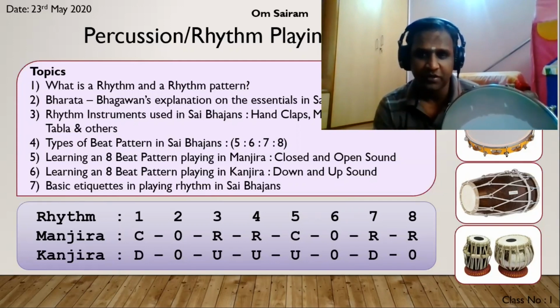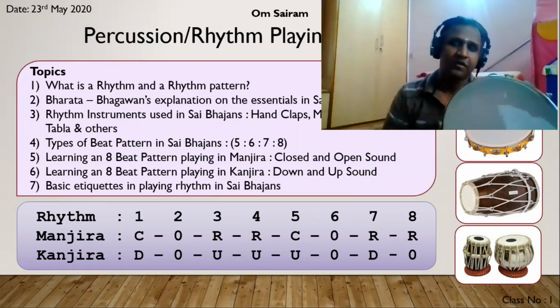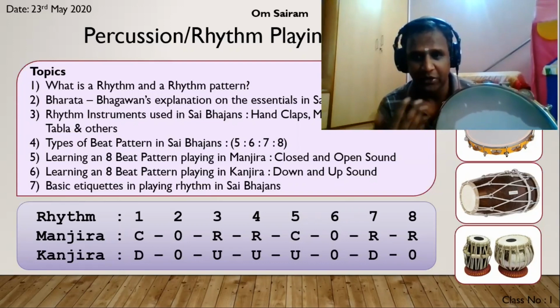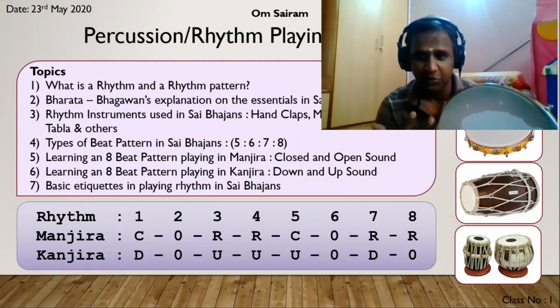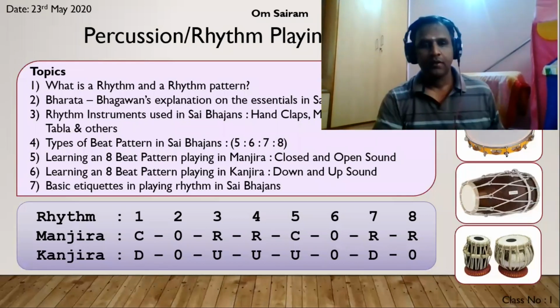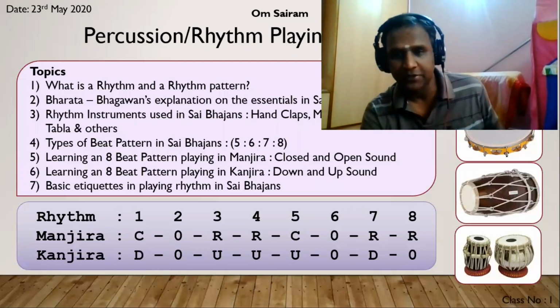Just because you know to play Kanjira, it should not be a training session for you. Try to practice at home, try to vary it, do whatever you want, practice at home. When you're in the public or community bhajans, ensure that you play in such a way that the devotees' bhakti and bhava is not disturbed. So basic etiquettes of Sai Bhajans is what we have covered.